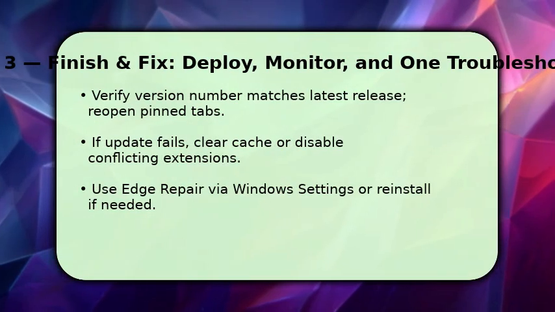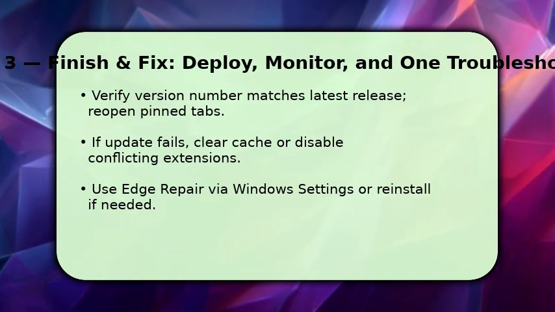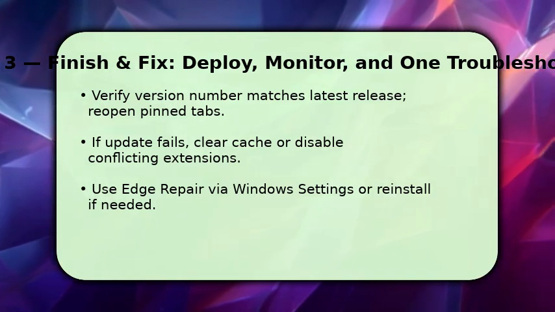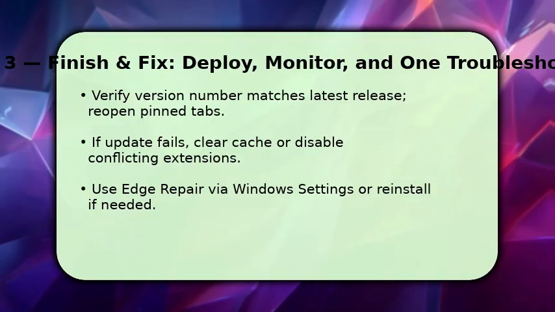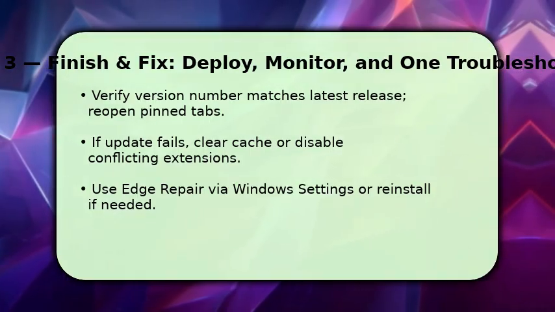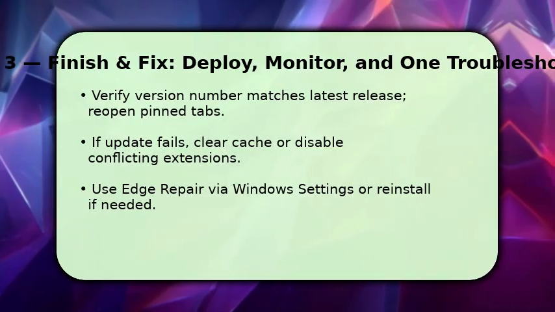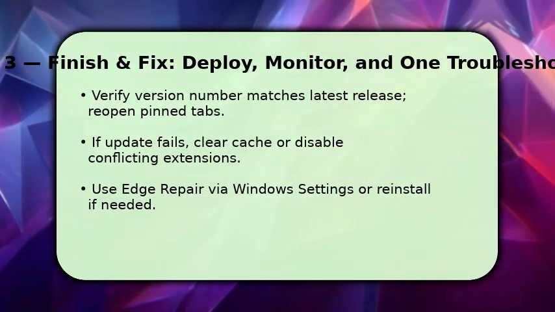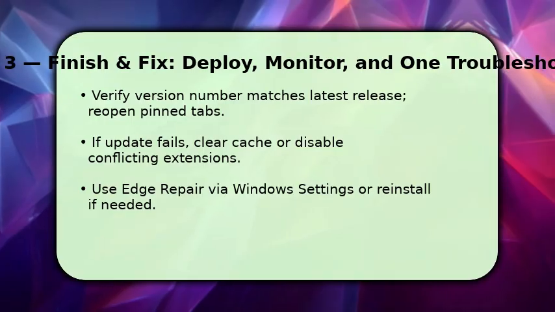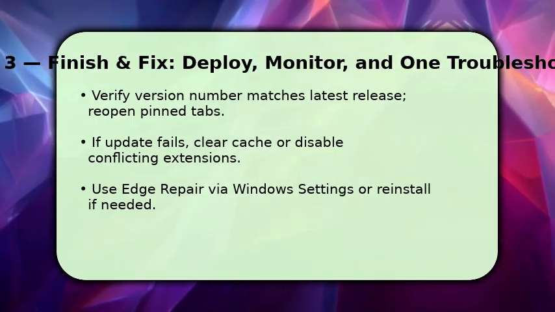You finish by confirming the version shown in About matches the latest release. Reopen any pinned tabs and confirm extensions behave correctly. If the update fails, clear Edge's cache and temporary files, then disable extensions that may block installation. These steps often resolve conflicts.